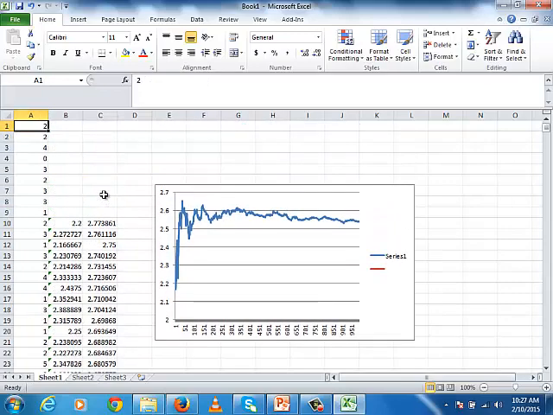Now, what I want to show you is something quite different. Now, let's see. Okay. First, I want to look at the probabilities.